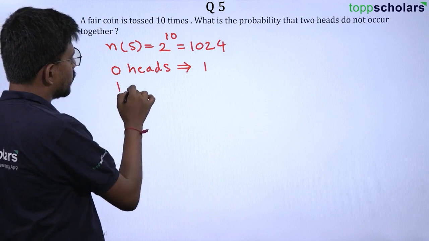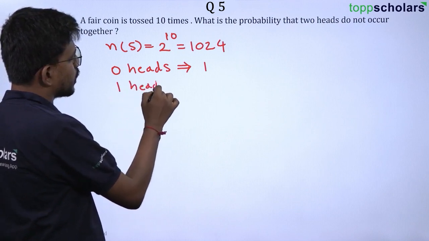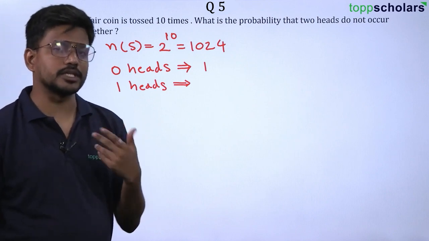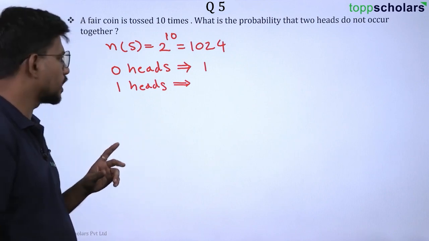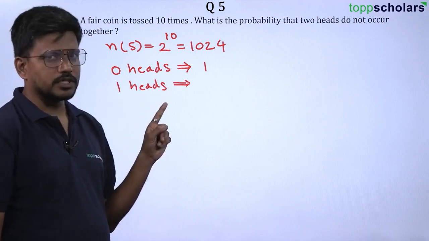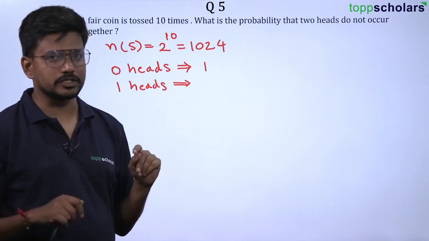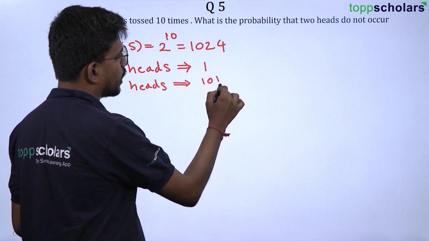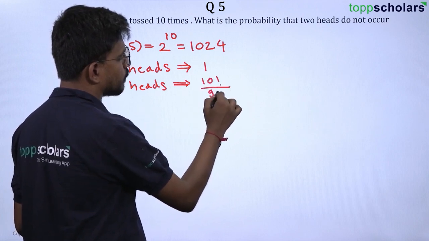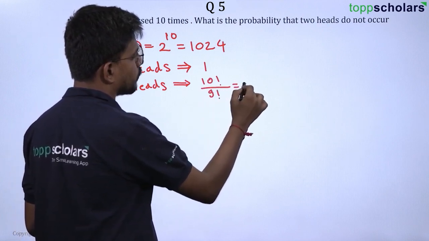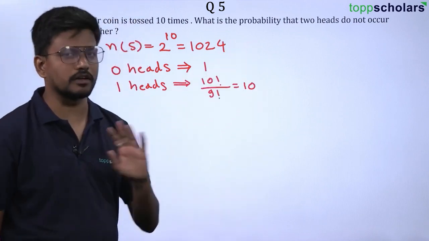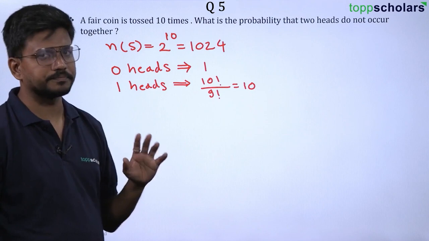Okay, when one head is there, no two heads can be together, right? So how many total cases are there? Let us first understand that one head is there and the remaining 9 are tails. How many such cases can there be? Total is 10 factorial, out of which 9 are tails, so 9 factorial. 10 factorial by 9 factorial would be 10. So for one head, no two heads are definitely together. So this is right, 10.